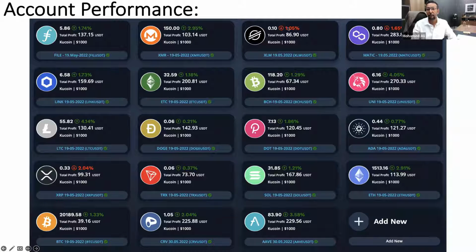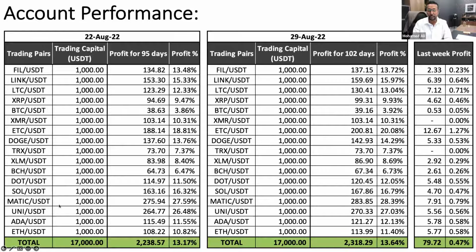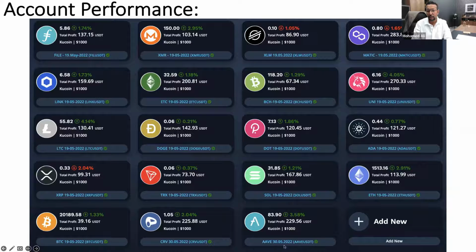Now don't look at this percentage here on the top. This is the movement of the coin during the past 24 hours. It has nothing to do with the profitability of that specific trade. You see here, Matic made the maximum profit, 28.3. Let's get to the table just to see the details. Here, I've considered 17 of the coins because the last two coins here started at different dates. Those two started on 30th of May.